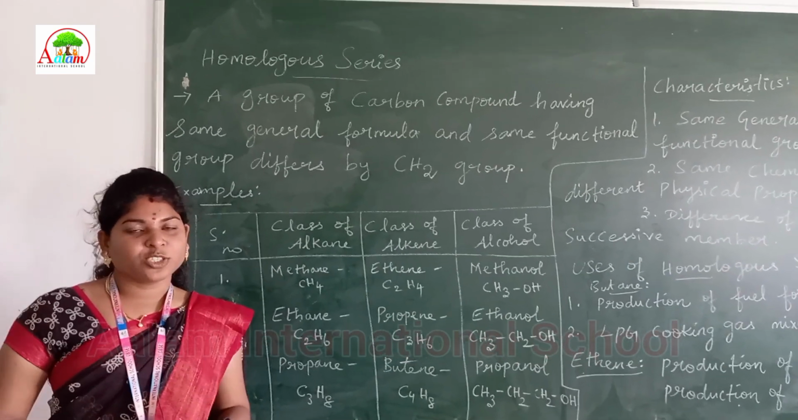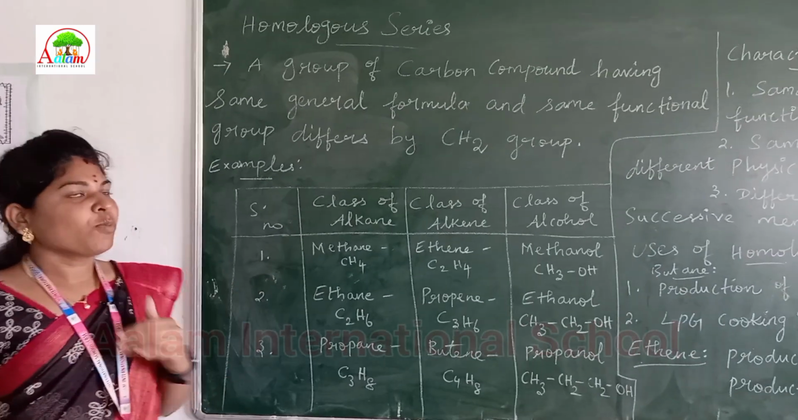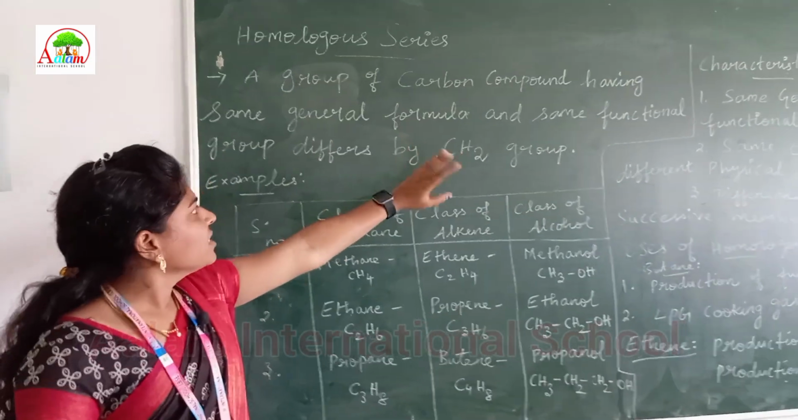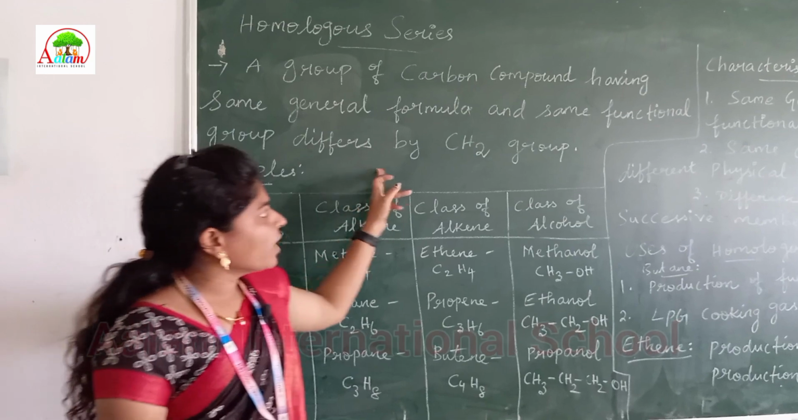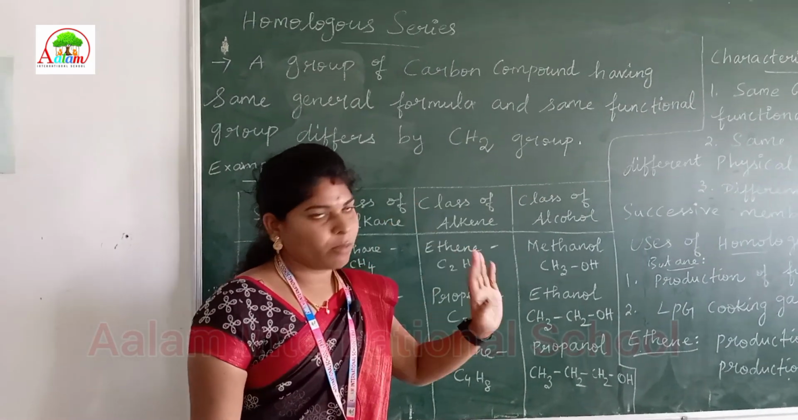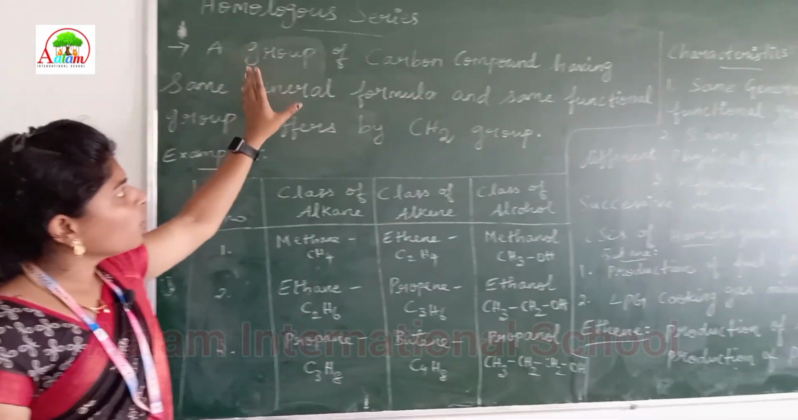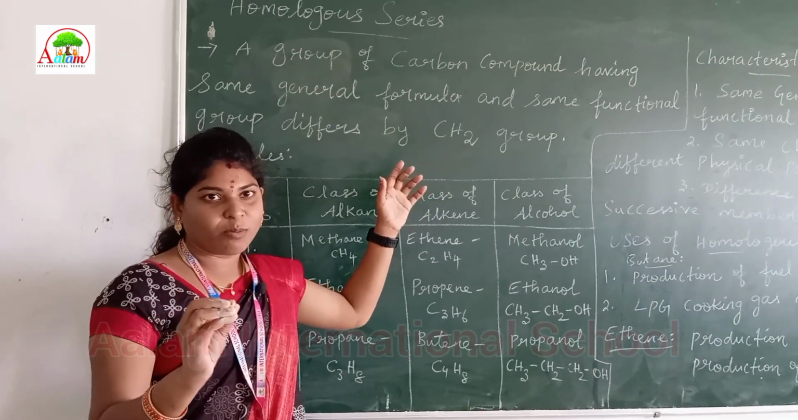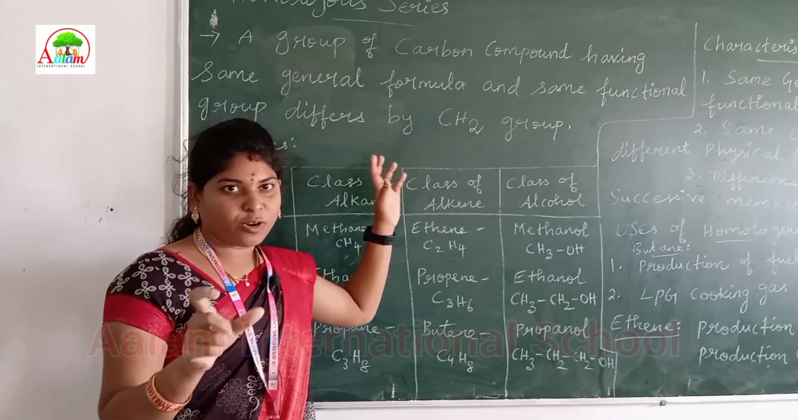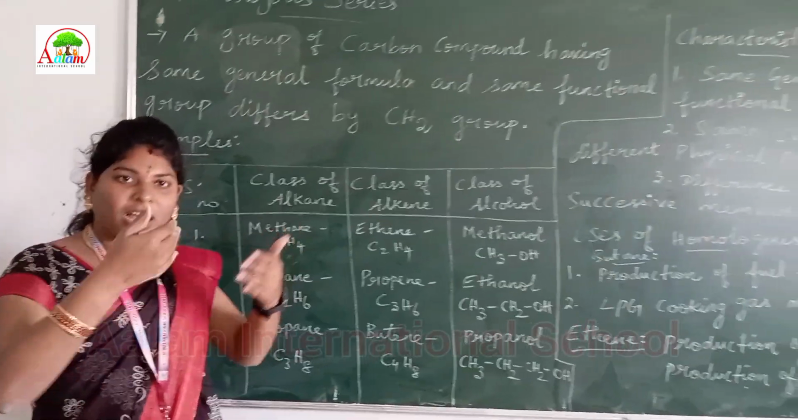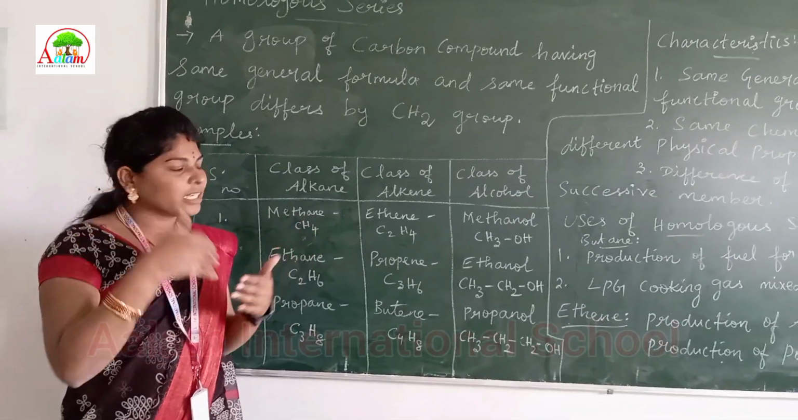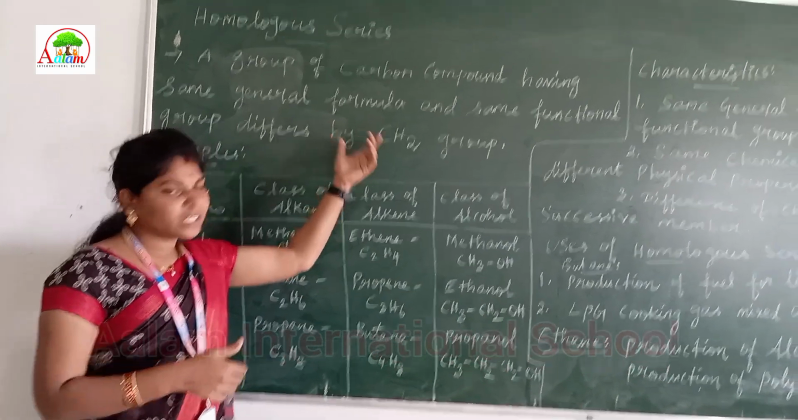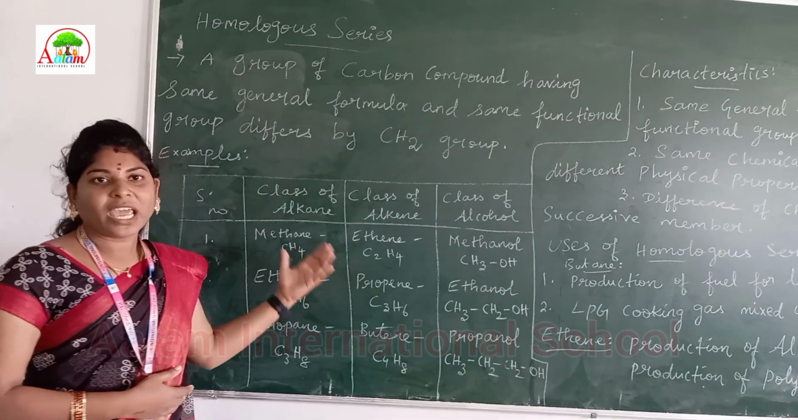Today we are going to see the topic homologous series. Homologous series, in the sense, consists of a general formula and the same functional group, differing by a CH2 group from compound to compound. So this homologous series consists of the same general formula. If you take any organic compound, it has a general formula, and from that general formula the remaining examples will follow. That organic compound will also have a functional group. So from that definition we are going to see some examples.